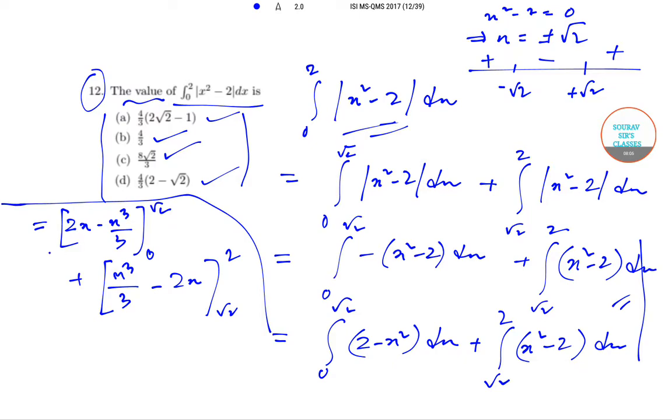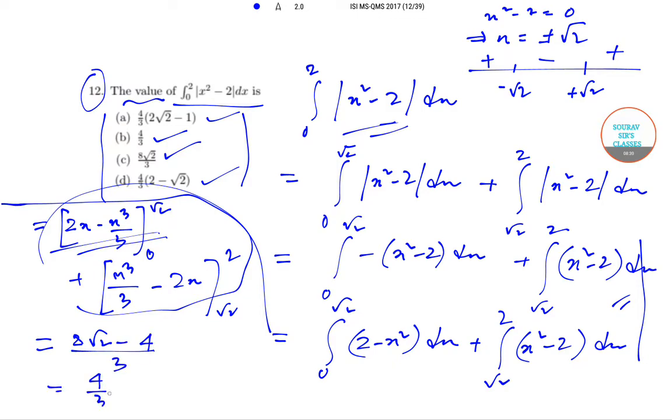When we solve the entirety of this integration, this will ultimately come down to the value of 8 root 2 minus 4 by 3. Now if we take 4 by 3 common, it will ultimately come down to 4 by 3 into 2 root 2 minus 1, which is nothing but option A.